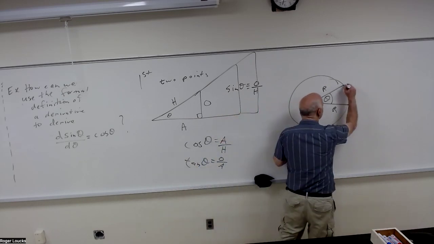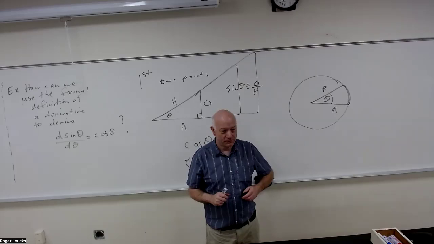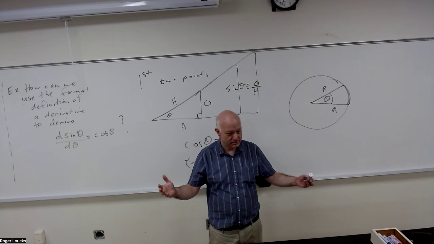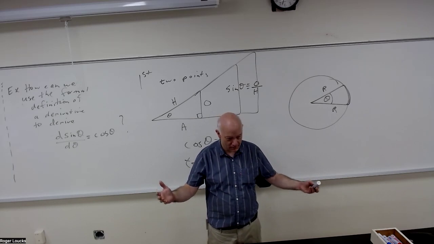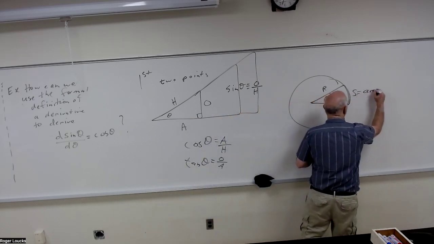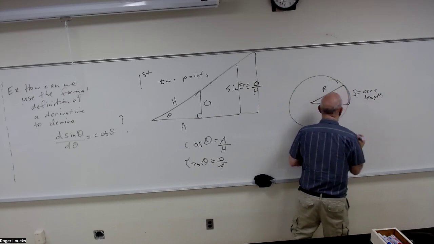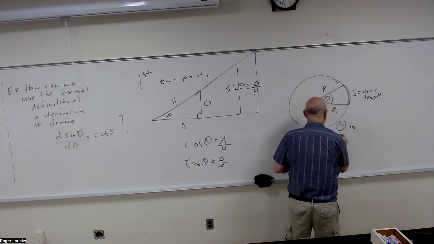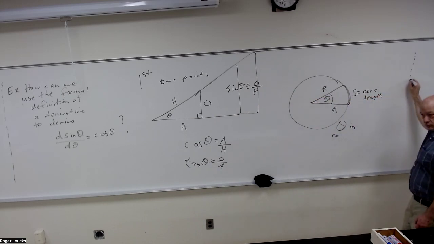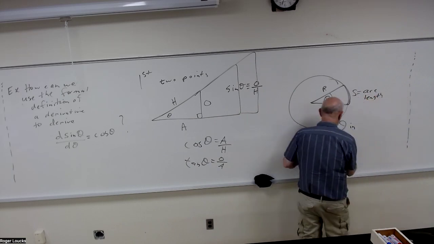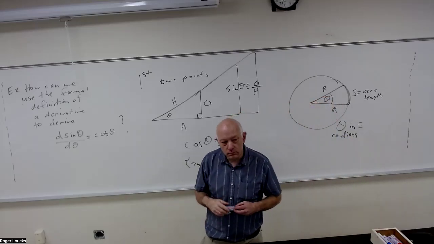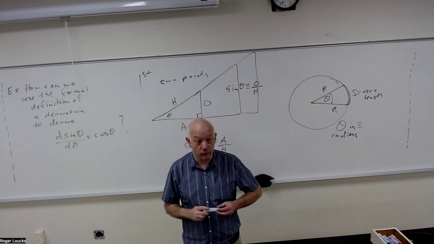Okay. So, what do we call that part there? That is the arc length, and it's always S. So this is our S. This is our arc length. Okay. Theta in radians is by definition what? We're going to use this expression a lot.